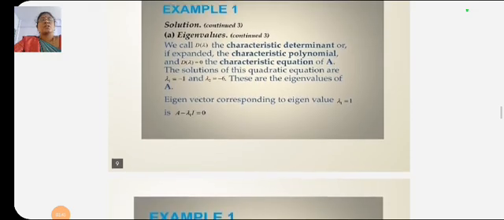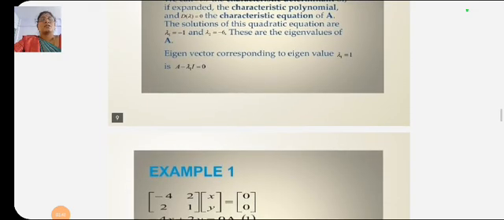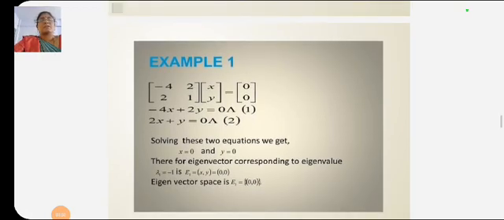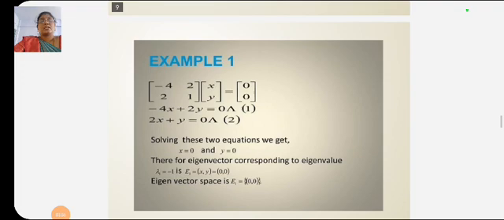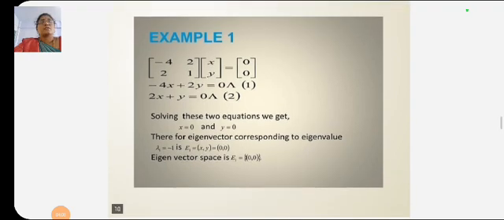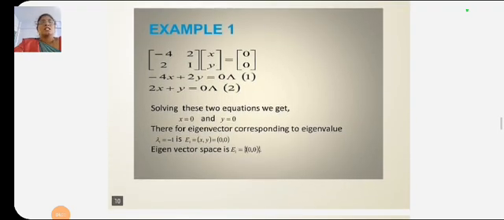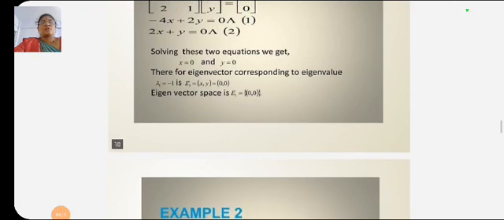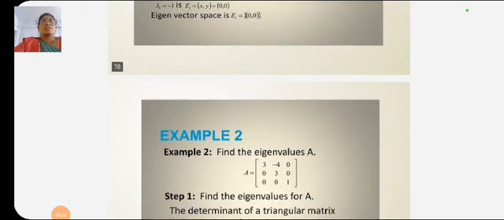Eigenvector corresponding to eigenvalue lambda 1 equal to minus 1: (A minus lambda I) x equal to 0. As an example, we take a new 2 cross 2 matrix with first row minus 4, 2 and second row 2, 1, and the system with unknowns x, y equal to 0, 0. Solving these two equations we get x equal to 0 and y equal to 0. So the eigenvector corresponding to eigenvalue lambda equal to minus 1 is E of x, y equal to 0, 0, so the eigenspace is E equal to 0, 0.